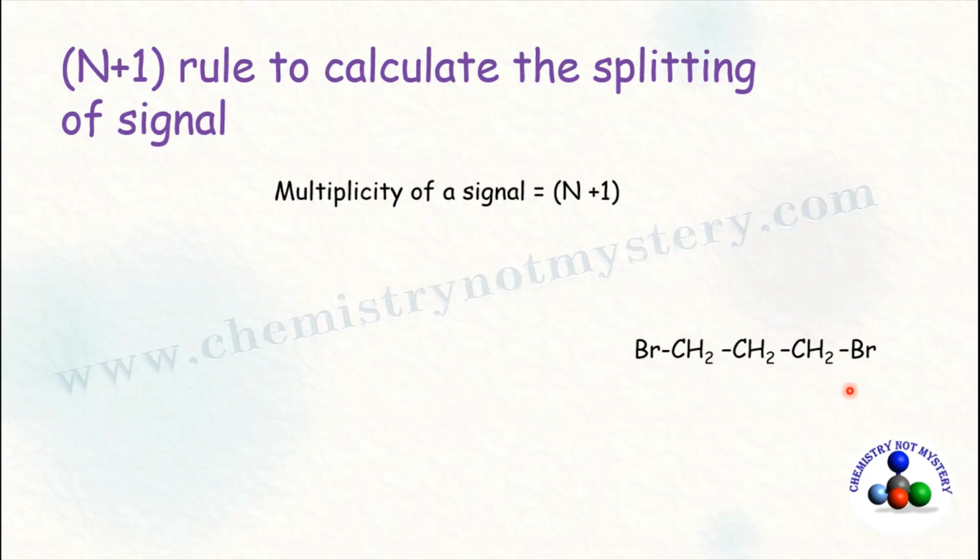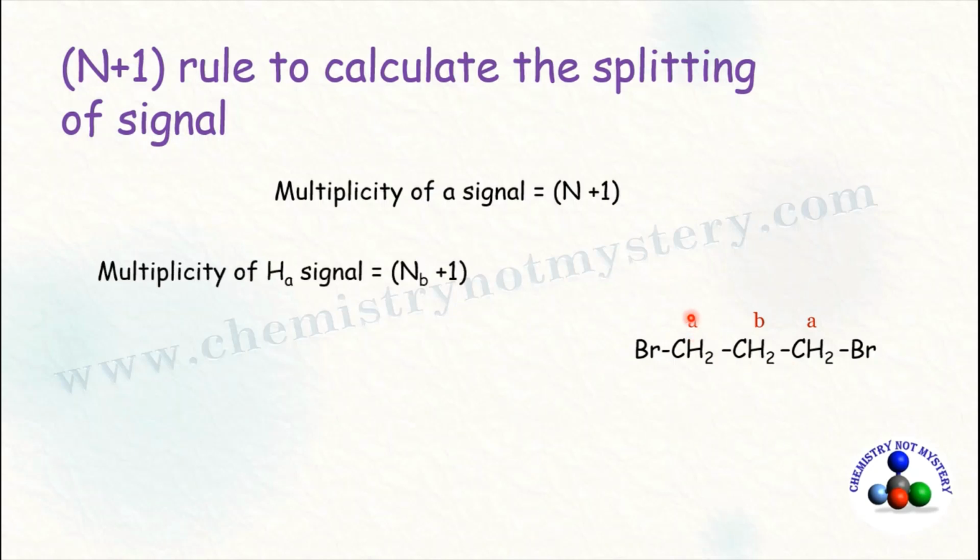Now come to another example. First of all, identify the sets of chemically equivalent protons. There are 2 sets of chemically equivalent protons. First of all, calculate the multiplicity of proton A. For proton A, there are 2 equivalent protons present on the neighboring carbon. So here you will get 2 plus 1 is equal to 3. That means all the A set of protons will give a triplet.